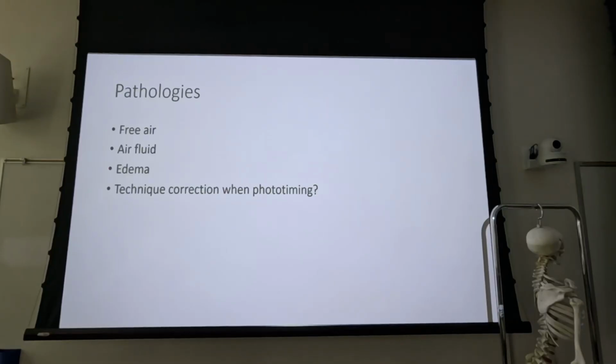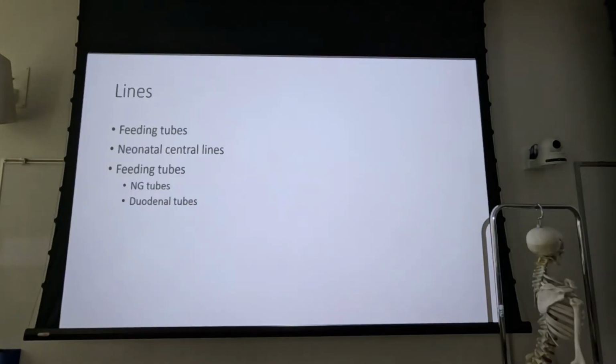The pathologies we're going to be looking for are free air, if we're either doing a decubitus or an upright, air fluid levels, again, upright or decubitus. Does the patient have edema? We can see evidence, possible evidence that the patient has valve obstruction by how much air is in their abdomen. So our technique correction when we're phototiming, there really is none. If you adjust your kVp, your mass automatically decreases. If the patient has pathology, your AECs compensate for it.